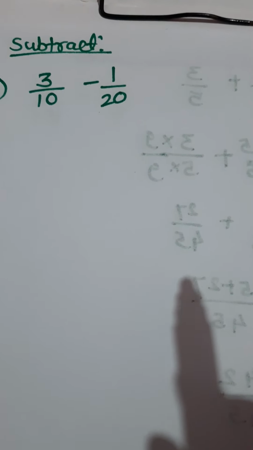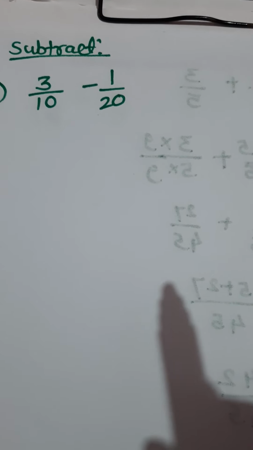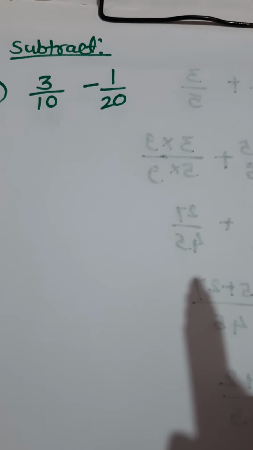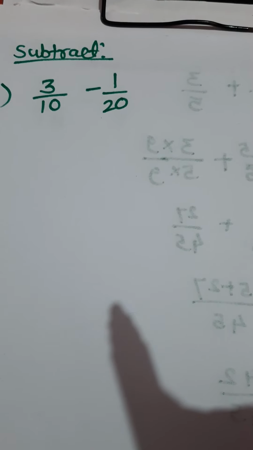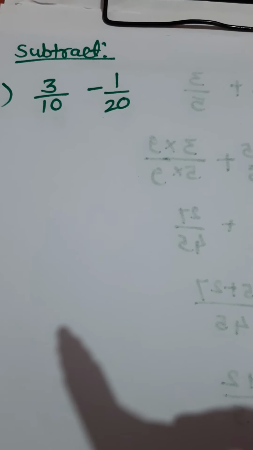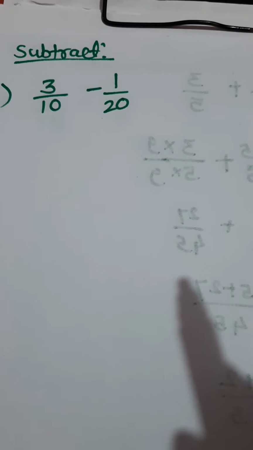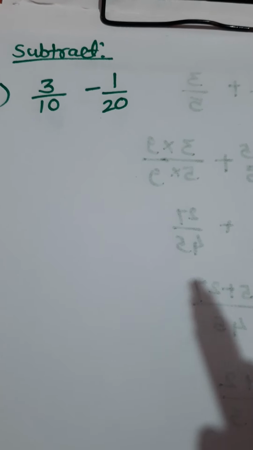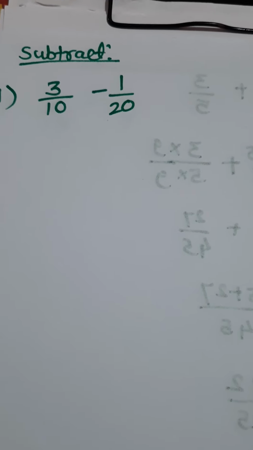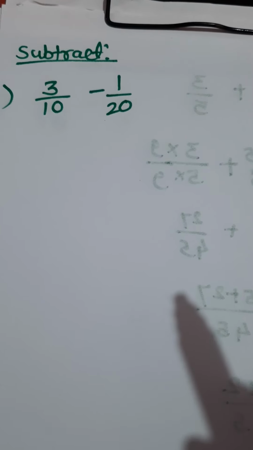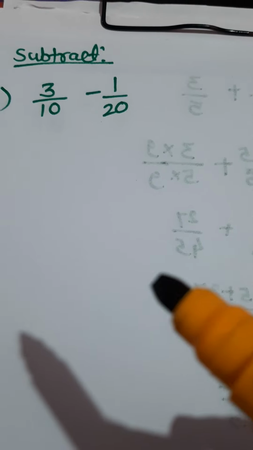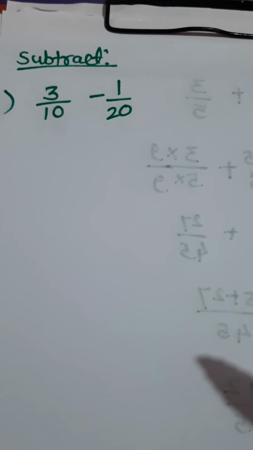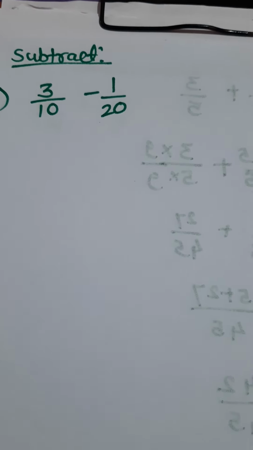Now if you observe the denominators, they are 10 and 20. As soon as you look at the numbers, it immediately strikes you that 10 and 20 are from the same table. 10 ones are 10, 10 twos are 20. So, in the second fraction, don't change anything. Only convert this 10 into 20. How? 10 twos are 20.